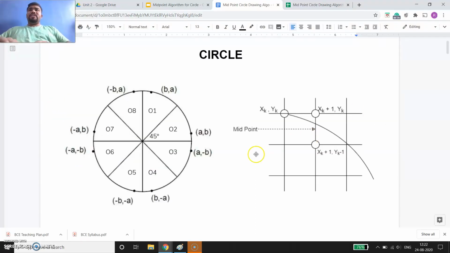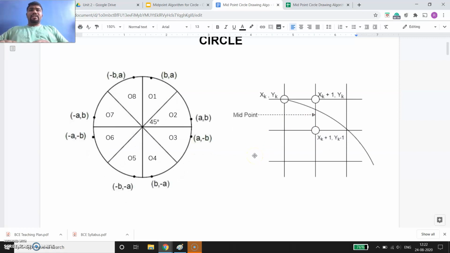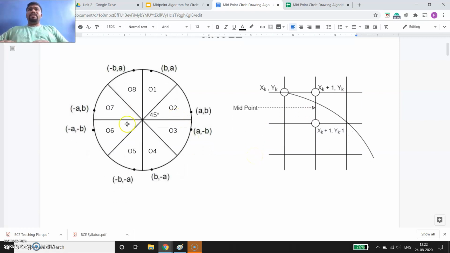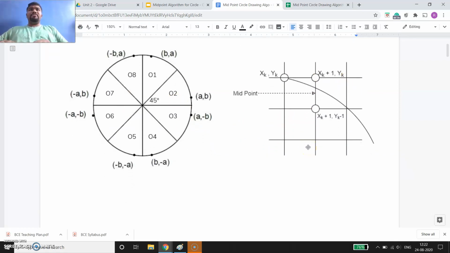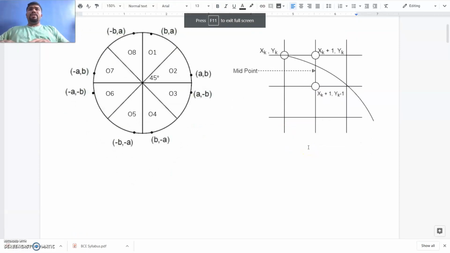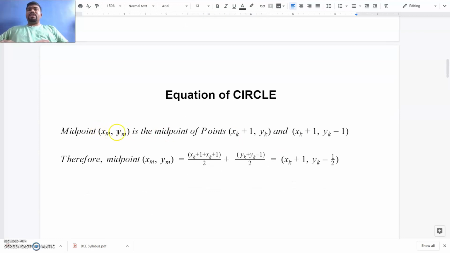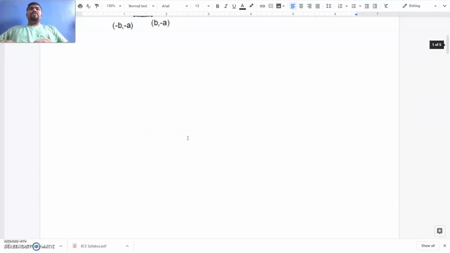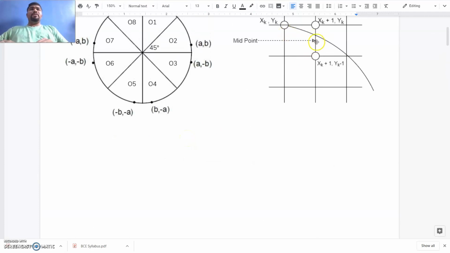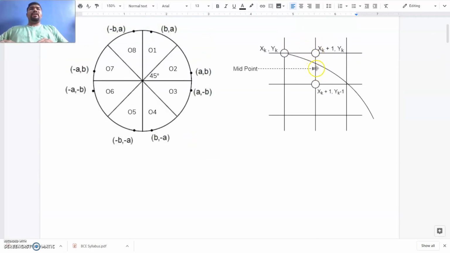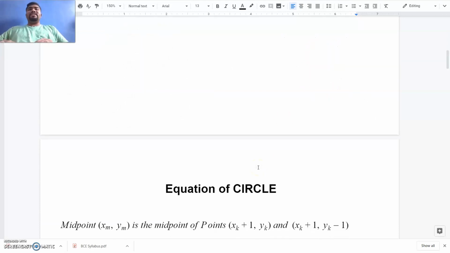So this is the circle, right? And here we have the same diagram that we just went through. Now let's see the equation of the circle. So we just saw what xm and ym are. Xm and ym is this particular midpoint, right? Now what is xm? Xm would be xk plus 1 plus xk plus 1 divided by 2, which is the same as xk plus 1.